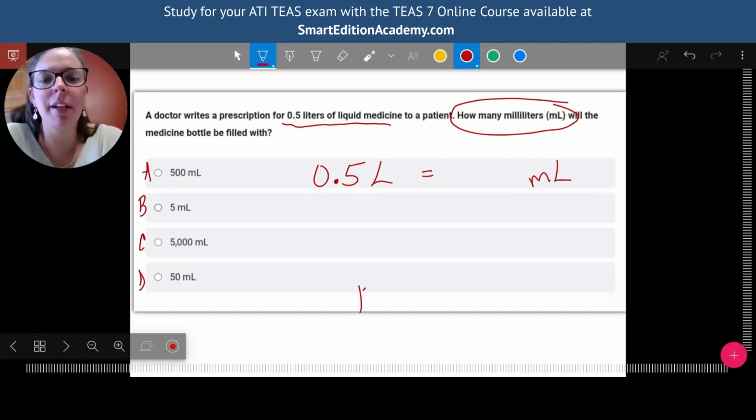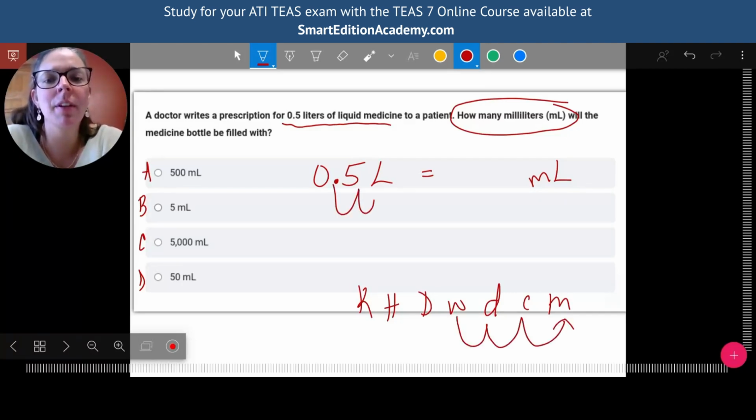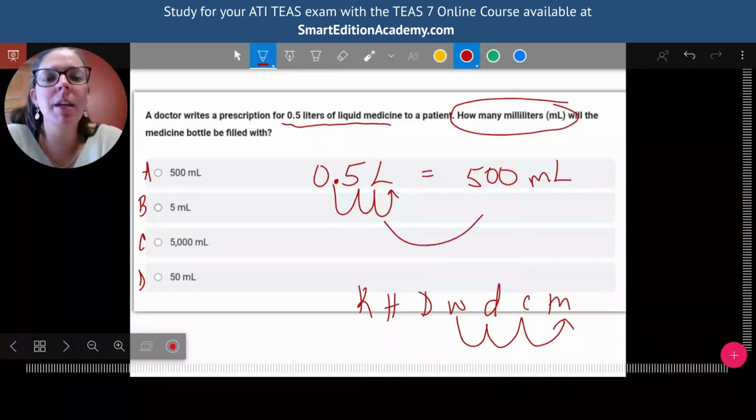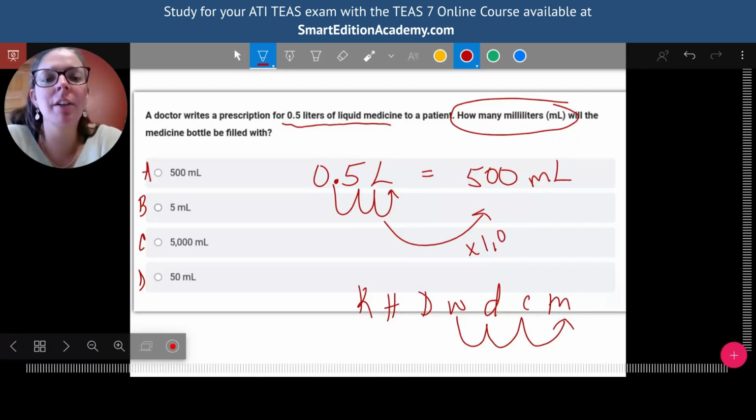You can use the mnemonic, King Henry died while drinking chocolate milk, or you can just use the conversion. If we are going from liters to milliliters, we can either think about this as swooping 3 times to the right, which would be 500. Or this is the same thing. If I just know my conversion, I know I have to multiply by 1,000. Either way, you should get 500, which was answer option A.